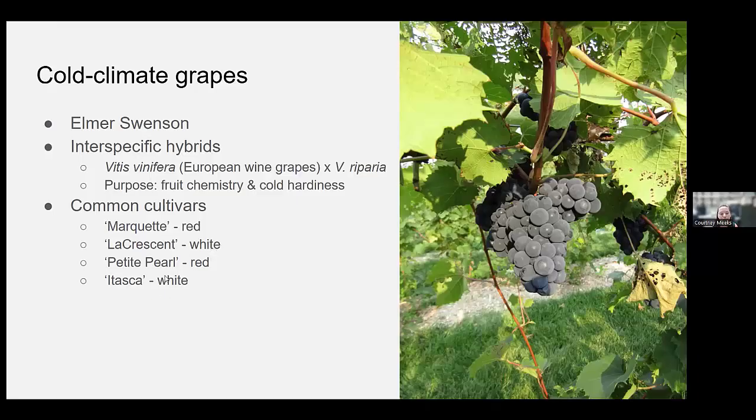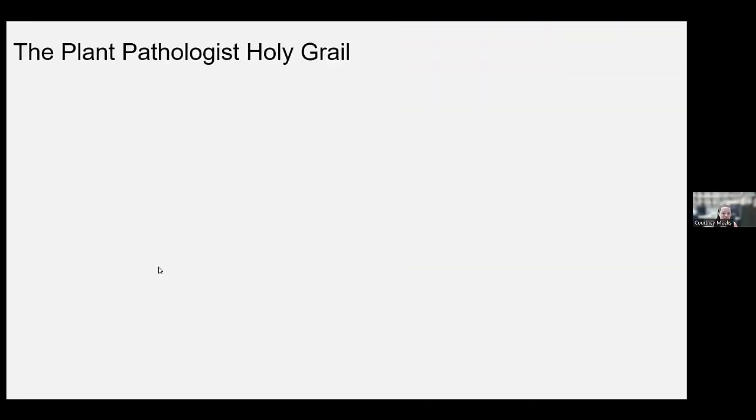And then two emerging ones are Petite Pearl, which is my favorite grape, mainly because it gets my favorite disease. You see the grape here, this beautiful tight red cluster. And then Itasca, which is a growing white cultivar. So these are the up and comers, if you will.